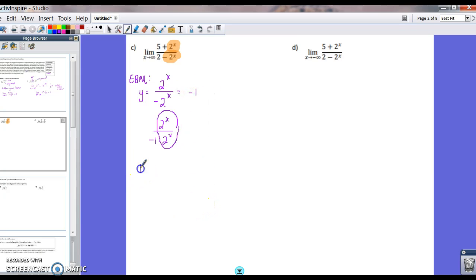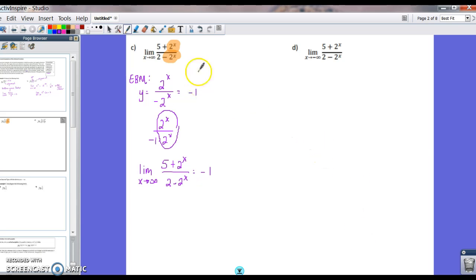And because of that then, my limit as x goes to infinity is just approaching, let me rewrite the original problem, 5 plus 2 to the x over 2 minus 2 to the x. Because I'm approaching this constant value, it doesn't matter that x is going to infinity. I'm approaching this constant, so my limit here is negative 1.